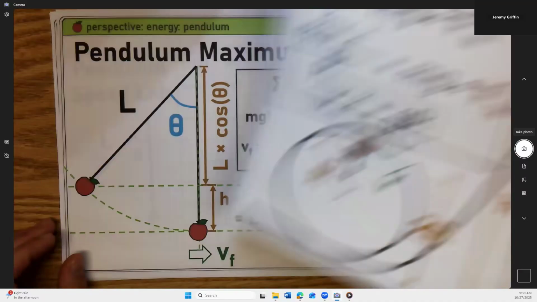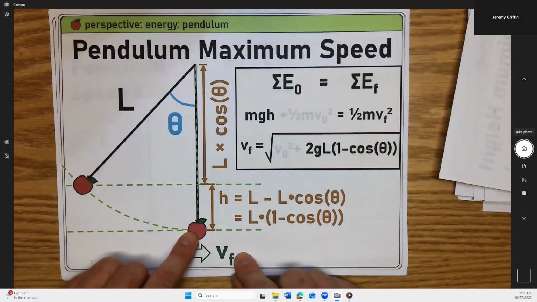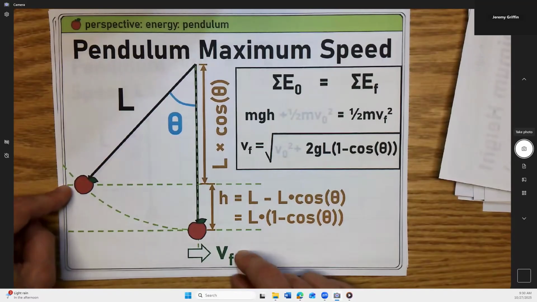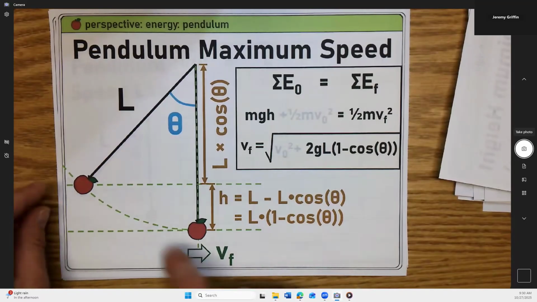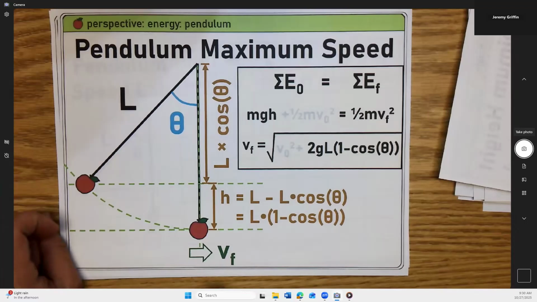This next one looks like Paul Hewitt's bowling ball. So what we're going to do is take a mass, lift it some height. Now it turns into a pendulum. We're going to let this go. And I wonder what is the maximum speed of the pendulum at the bottom. You guys get that? This is a lab I'm planning for you guys too.